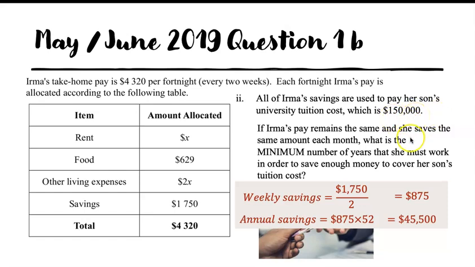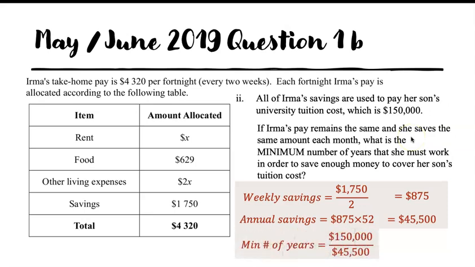$45,500 to add up to $150,000? Right? How many years? So the simple approach is to divide. Right? 150,000 divided by 45,500 per year. That tells us how many years. And the answer here is 3.30 years. So this is saying that in a little over 3 years, she will have enough to pay the tuition cost.